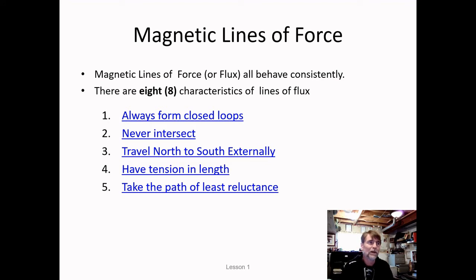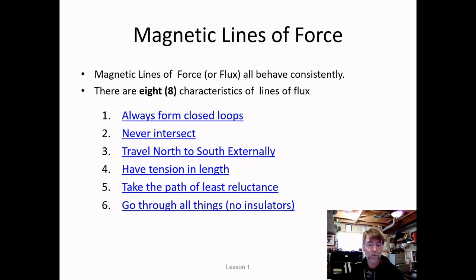In basic electricity you probably talked about the concept of current following the path of least resistance. These magnetic lines of flux do a similar thing, the very same thing actually. They follow the path of least reluctance. They go through all things, which means there are no insulators. You cannot put up an insulator or a barrier from magnetic forces.